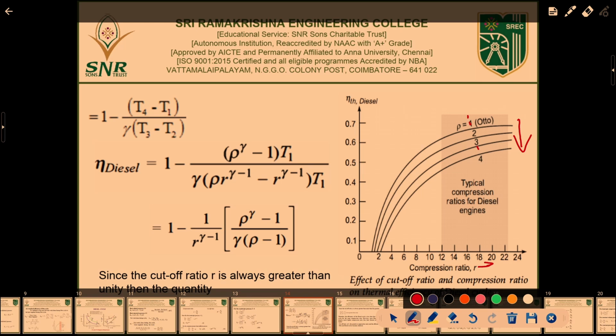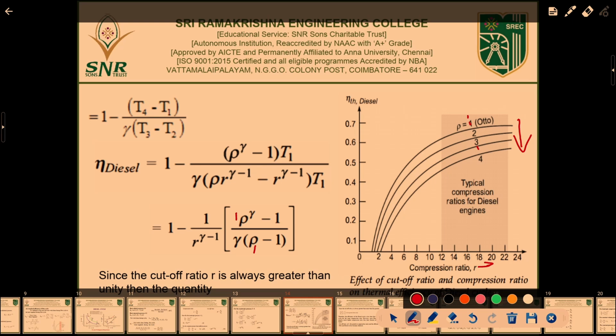One thing you can remember: if the cutoff ratio remains unity, then this term becomes 1 and both cycles become identical. Whether it is a petrol engine or a diesel engine, both are identical when the cutoff ratio is equal to 1.